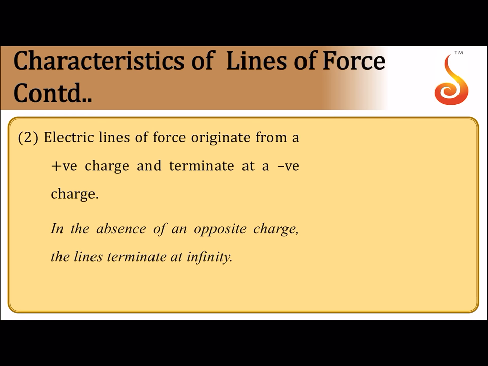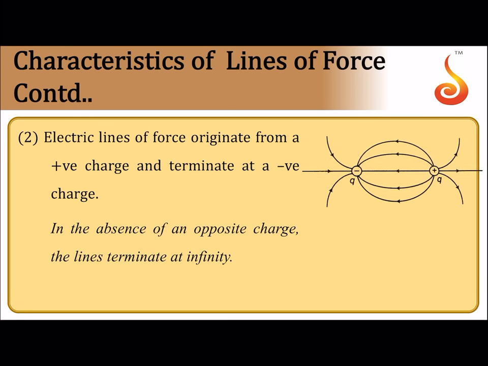Electric lines of force originate from a positive charge and terminate at a negative charge. So if I have, for example, a positive charge over here, the line of force starts from the positive charge. This is the arrow. And where does it end up? It ends up on the negative charge. Similarly, any other line I take, the lines of force will come like this. Starts on a positive charge and ends or terminates at a negative charge.